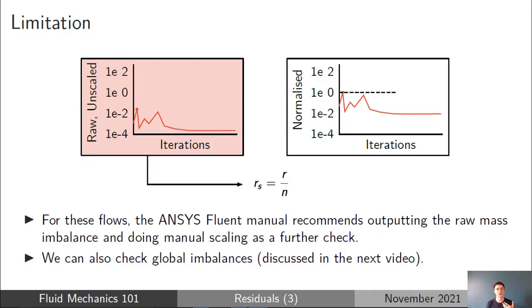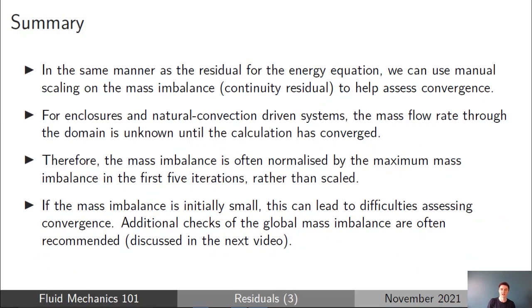As well as looking at residuals and the mass imbalance, we also need to look at other quantities like the global imbalance and some other quantities which I'm going to show you in the next talk. But that's really important to remember, that all of these residuals and normalization form a part of a greater picture of how you assess the overall convergence. And I think that's very important to remember, that residuals are only a small part.